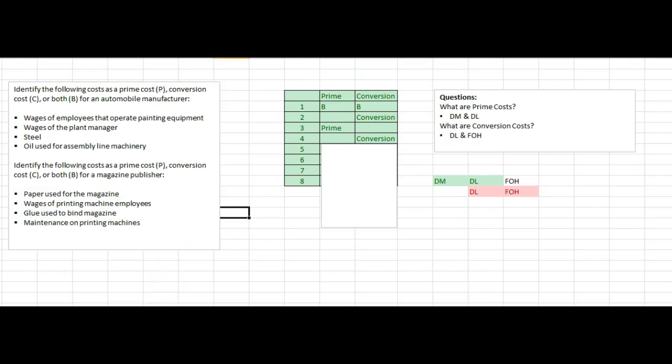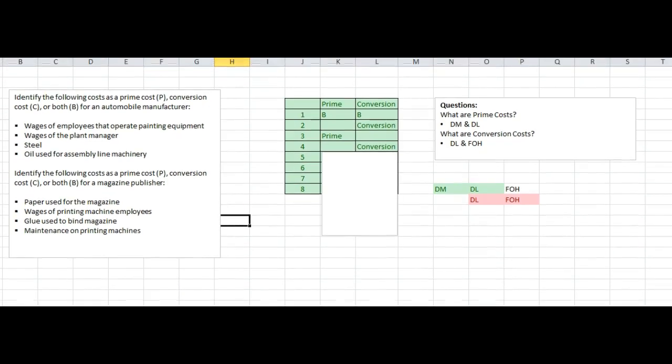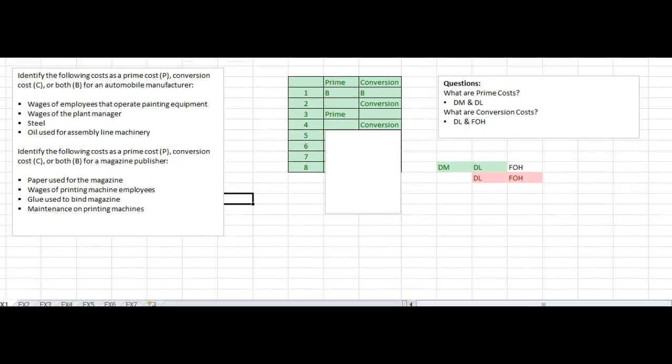So our next one is going to be, let's see if I can scoot this down. Having fun now, right? Hold on.